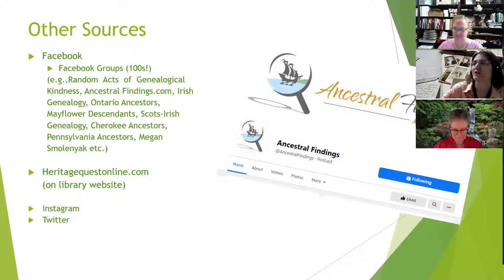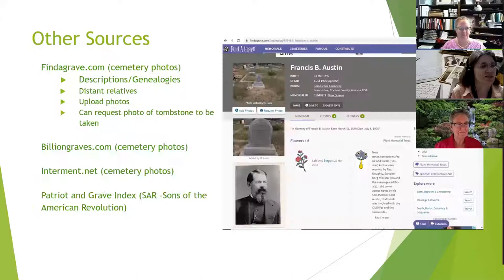Okay, and then we're going to go to online grave sites. I use Find a Grave a lot. They have cemetery photos on the website. They have descriptions and genealogies, and sometimes you can find distant relatives because sometimes people will post and leave flowers on the website and say, from your great, great, great, great granddaughter. And I'm like, wait, who's that? You can also upload photos. You can request a photo of a tombstone to be taken.